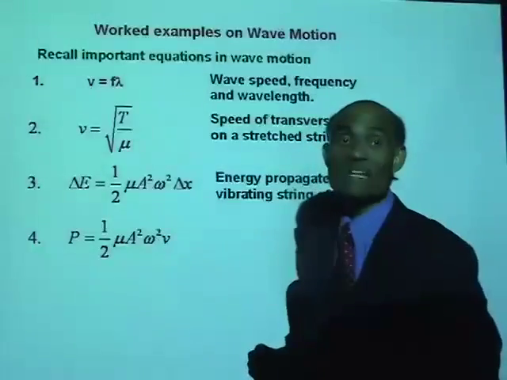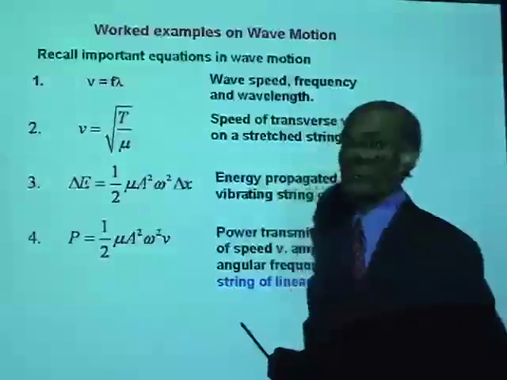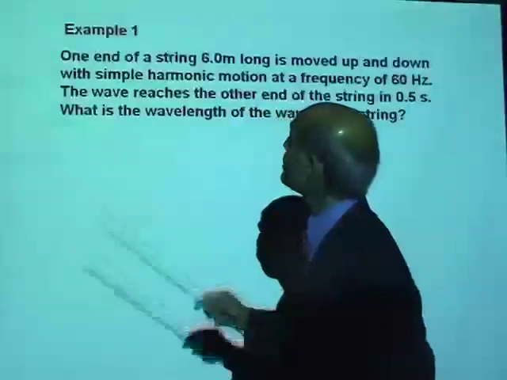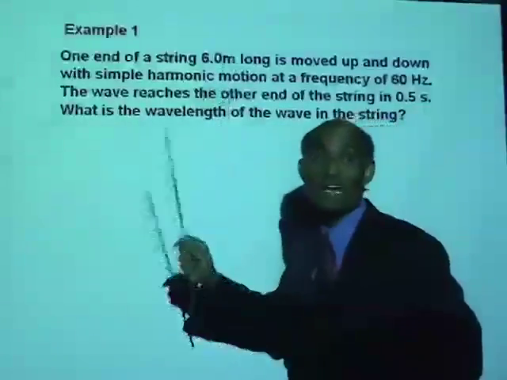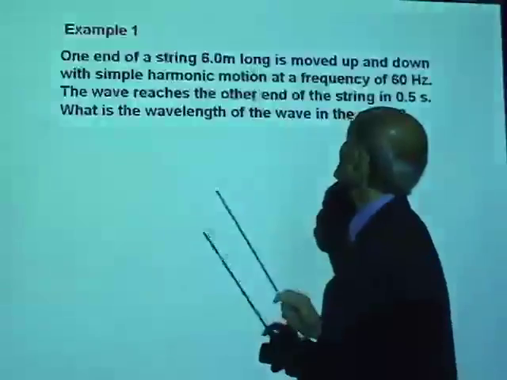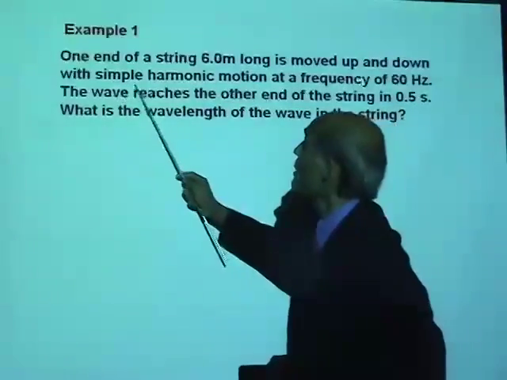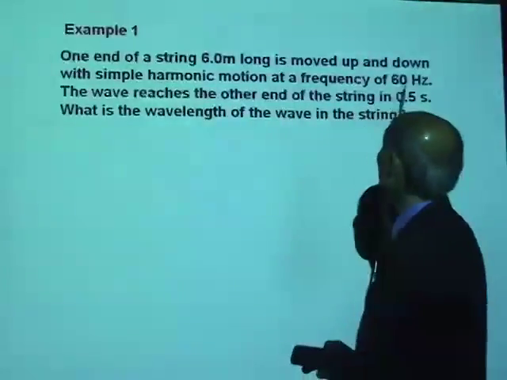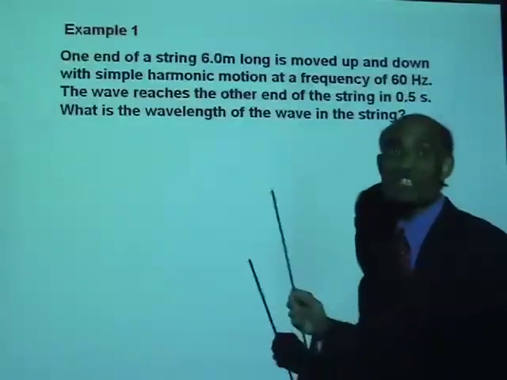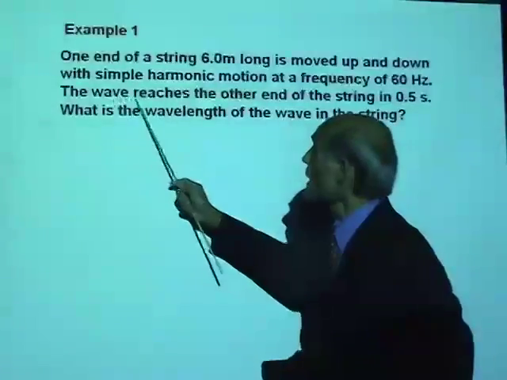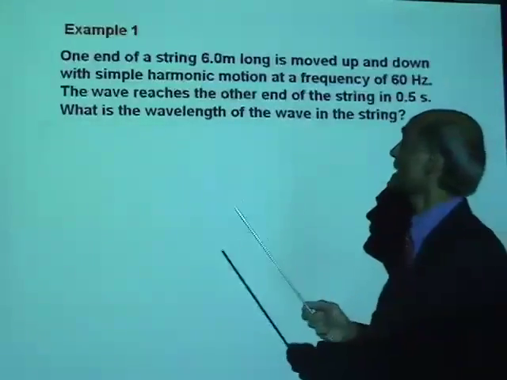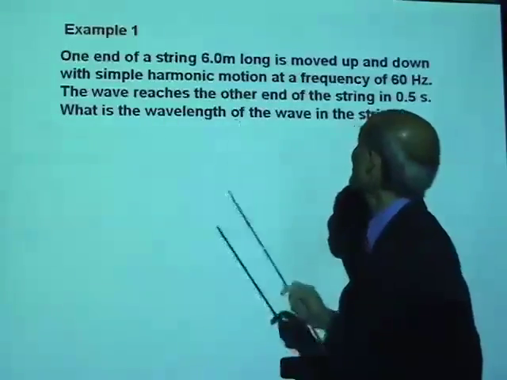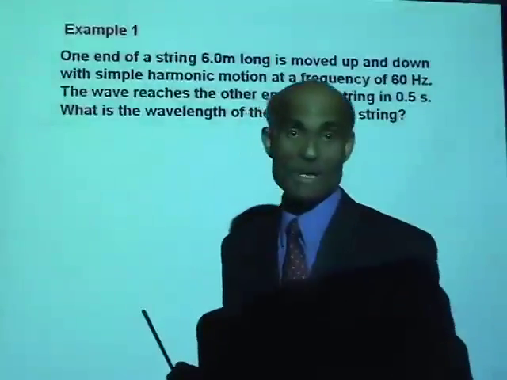Alright, let's use these now to solve a few problems. Example 1. One end of a string 6 meter long, the length of the string delta x equal to 6 meter, is moved up and down with simple harmonic motion at a frequency of 60 Hz. The wave reaches the other end of the string in 0.5 seconds. What is the wavelength of the wave in the string?